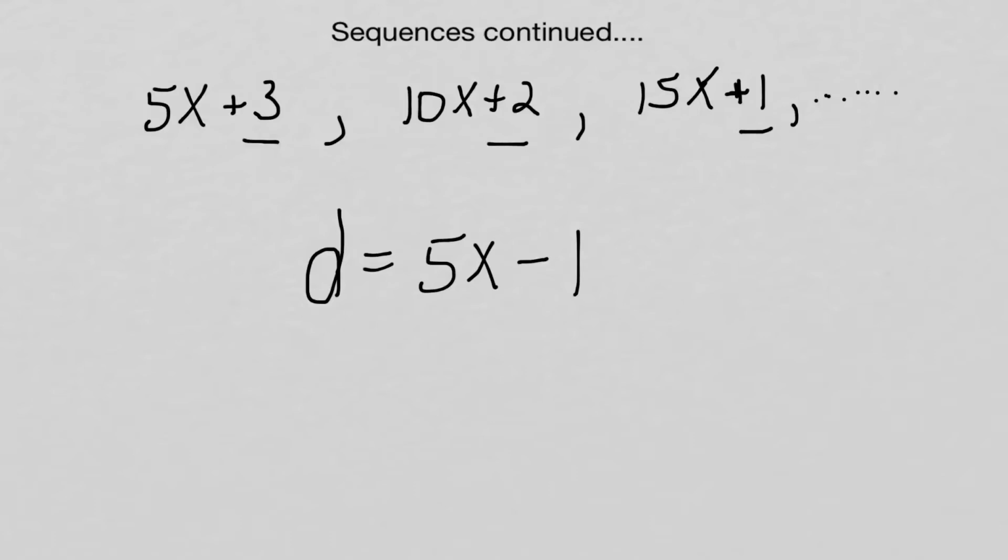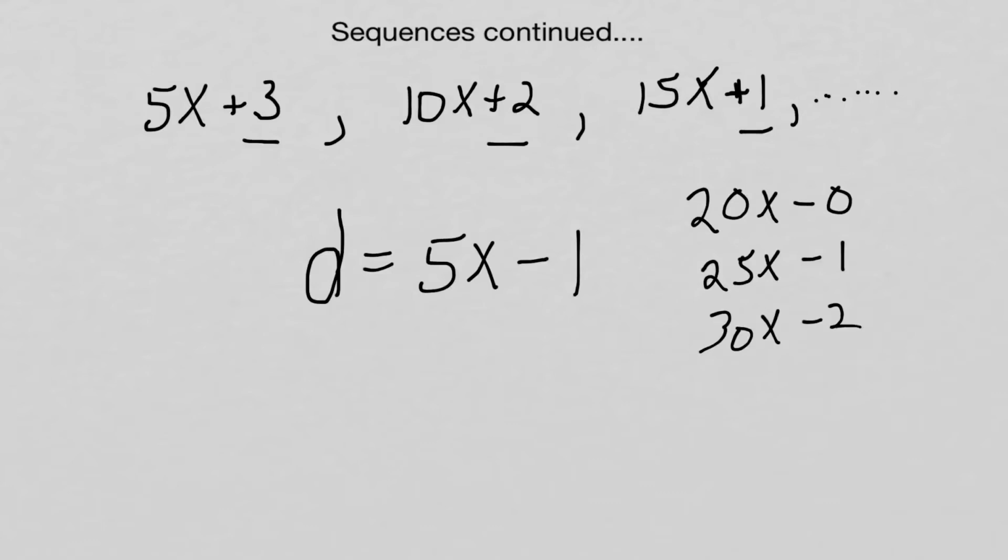So you can figure this out. The next one is going to be plus 5x. It's going to be 20x. And if you subtract 1, it's going to be minus 0. The next one, real quick, is going to be 25x minus 1. 30x minus 2. See how that works? You can keep using this formula, this expression, to figure out the next term.